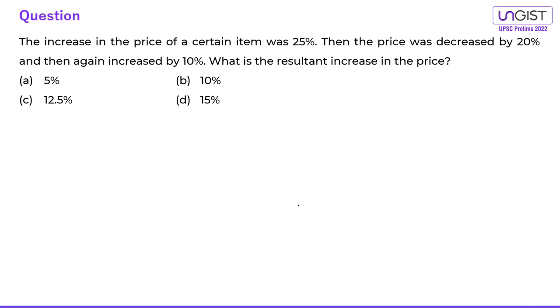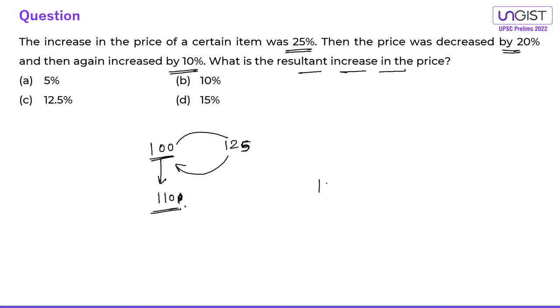Next question says, the price of a certain item was increased by 25%. Then the price was decreased by 20%. And then again it is increased by 10%. What is the resultant increase in the price? Guys, it is a very simple question. So 100 and increment of 25% will make it 125, right? And the decrement of 20% will make it again 100, and then the increment of 10% will make it 110, right? So finally, it is the increment of 10%.